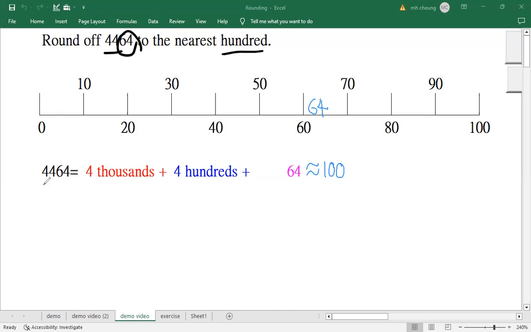So now 4,464 is roughly equal to 4,000 together with 400 and together with the 100, which is just a rough approximation of the original 64. So the answer should be 4,500.